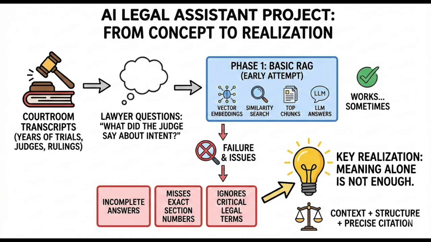At first, the team builds basic RAG: vector embeddings, similarity search, top chunks, LLM answers. It works sometimes, and then it fails. Some answers are incomplete, some miss exact section numbers, some ignore critical legal terms, and this is the key realization. Meaning alone is not enough. That's why hybrid search and query rewriting exist.